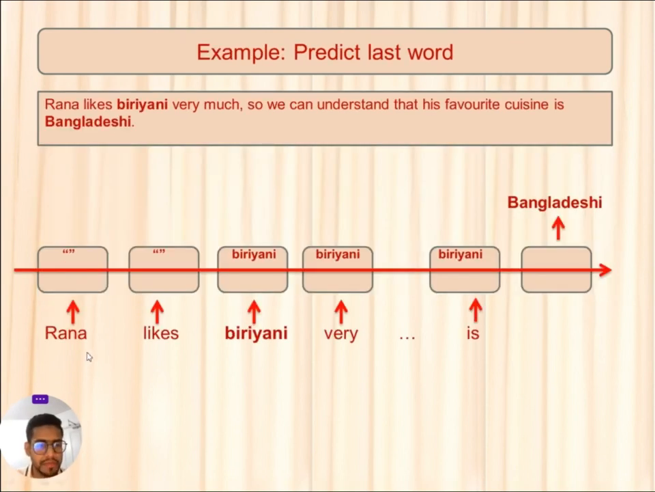Just as an example, we have a sentence like "Rana likes biryani very much." So we can understand that his favorite cuisine is Bangladeshi. To give an output of Bangladeshi, we need a word like biryani. In this case, you can see Rana is not necessary, so no information is taken by the cell state. Likes is not taken by the cell state. Biryani is taken by the cell state, and the cell state retains this information until it gives the output.